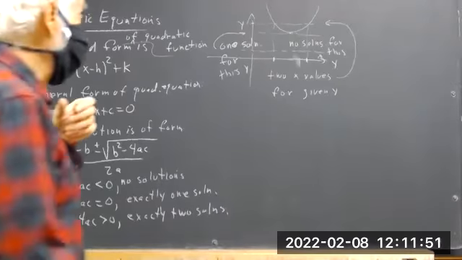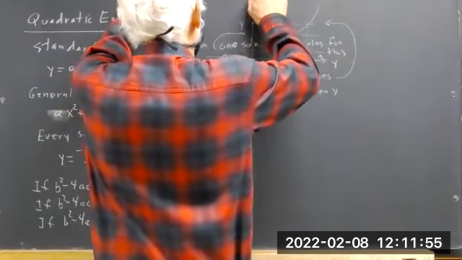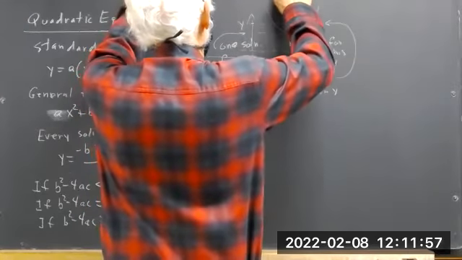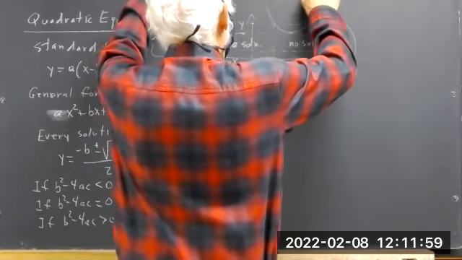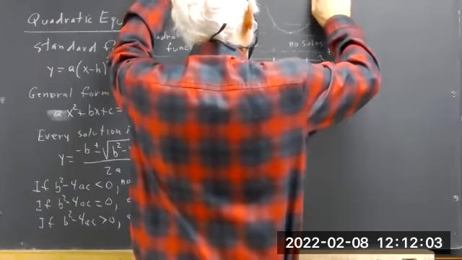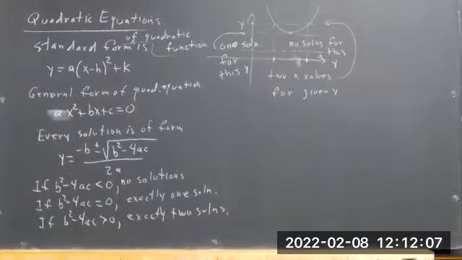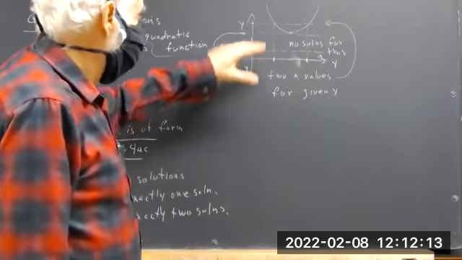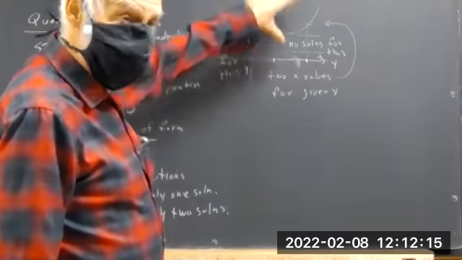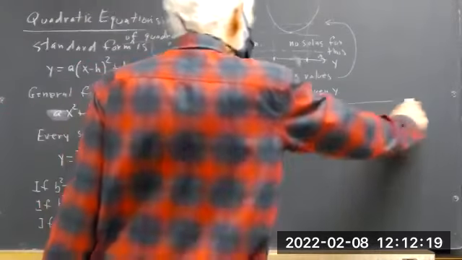So if this is a graph of y equals ax squared plus bx plus c, this is how you determine the x values to give you a y value. So let's just say the mechanics of how we use it.